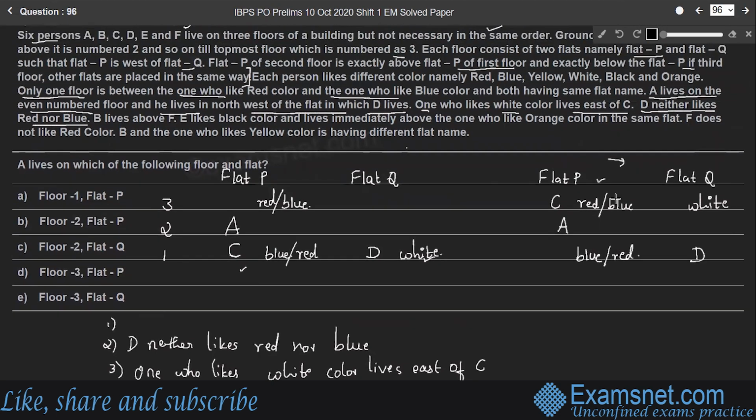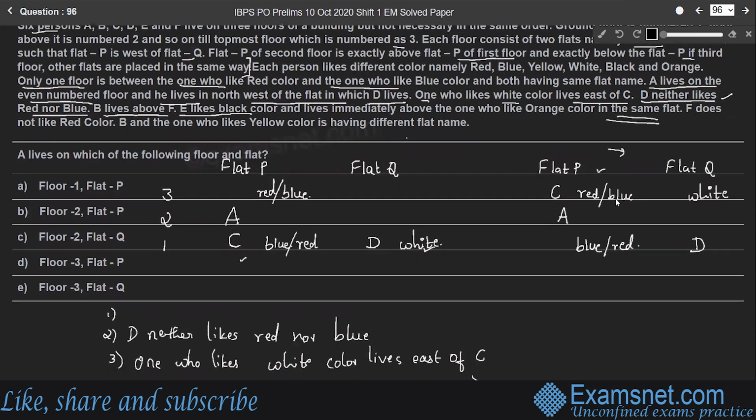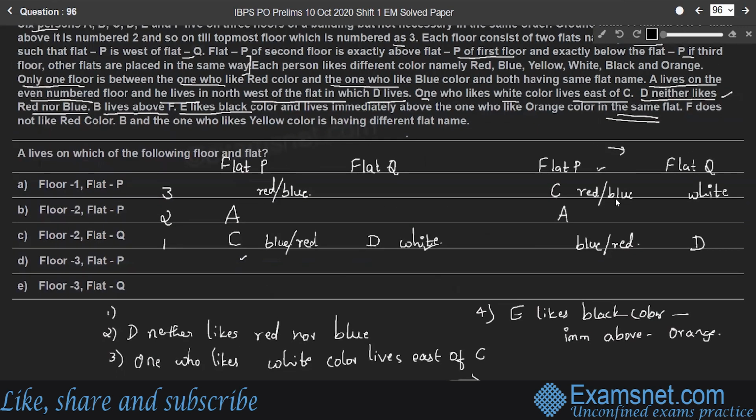And the next point, D neither likes, this point got over. B lives above F. Before going to B's position, we'll consider the next one. E likes black color and lives immediately above the one who likes orange color in the same flat, which is important. So E likes black color. Fourth point is E likes black color and who is immediately above the one who likes orange color, right? So consider first case.